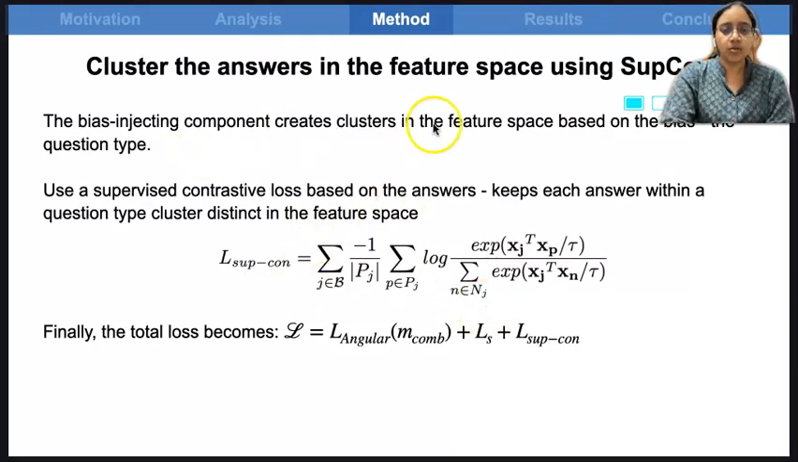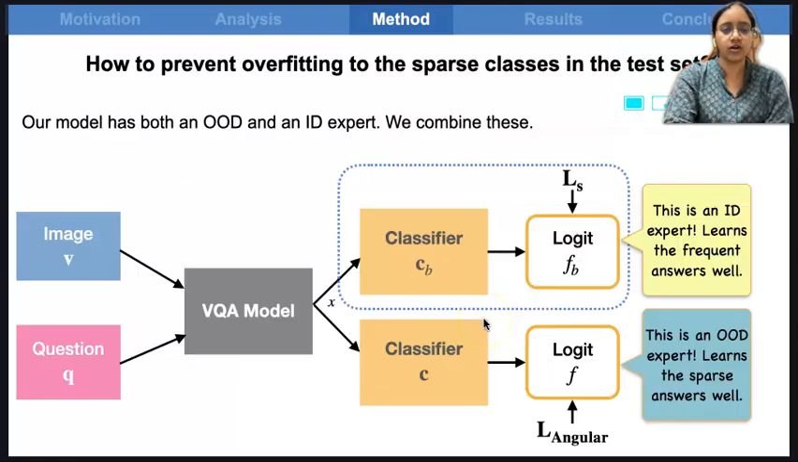The bias injecting component learns the bias in the dataset and hence clusters the feature space with respect to the question types. We use the SoupCon loss with respect to the ground truth answers. This helps keep each answer within a question type cluster distinct in the feature space. Our total loss is the sum of the margin loss, which uses the combined margins, the cross entropy loss to train the bias injecting component, and the SoupCon loss.